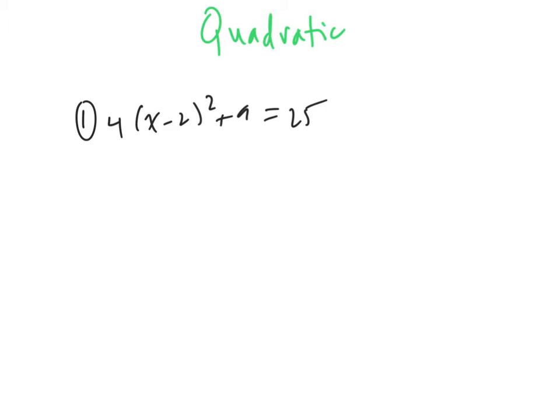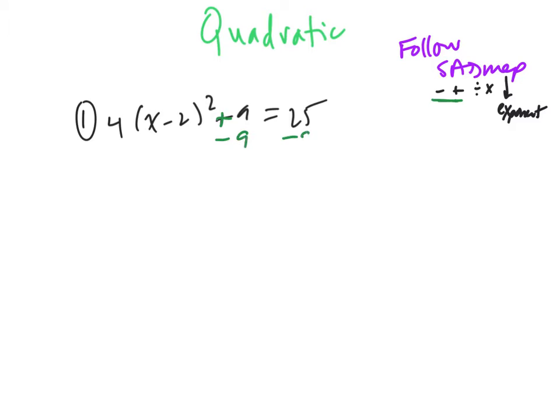All right, so for a quadratic, I'm going to follow SADMAP. So I'm going to write that, follow SADMAP. And remember that that's subtraction or minus, or addition rather, division, multiplication, and then an exponent. So exponent. And then parentheses would be last. Okay, so for quadratic, I'm looking for SADMAP, right? So I'm looking for plus or minus. I see a plus, so I'm going to undo the plus with a subtraction. So minus 9 on both sides.